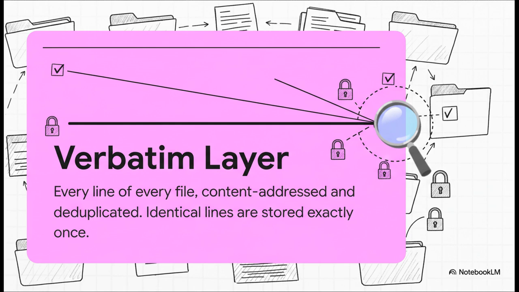The librarian stores every single line from every single file. But here's the really clever part. It uses something called content addressing. This means if the exact same line of code or text shows up in 100 different places, it only gets stored once. This gives you a perfect, verifiable source of truth without wasting any space.